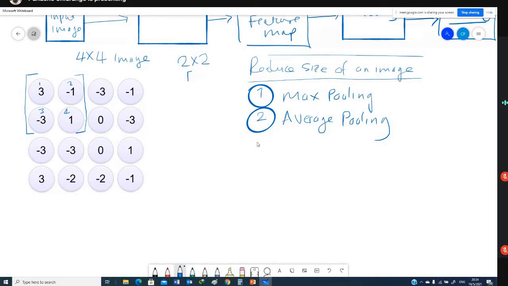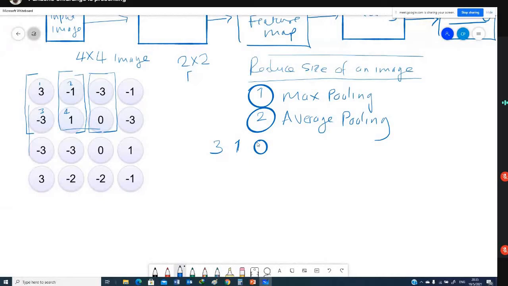Out of this 1, 2, 3, 4, what is the maximum value? Come on, guys. What is the maximum value out of these 4 elements? It's 3. Then we've got 3. Then we move 1 stride, we move to the next. What is the maximum value for these 4? 1. And then we move another stride. 0. Yeah, then we've got 0.